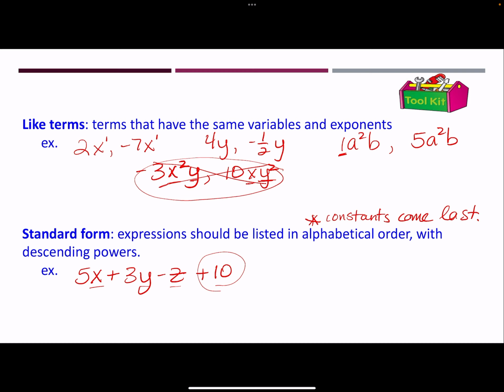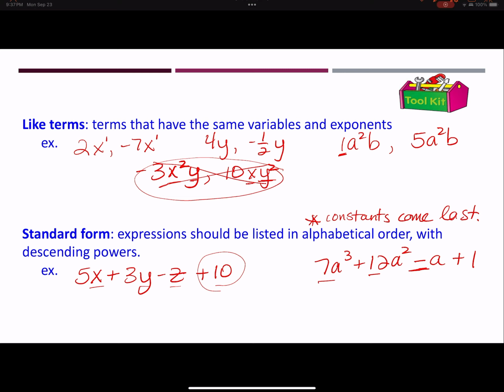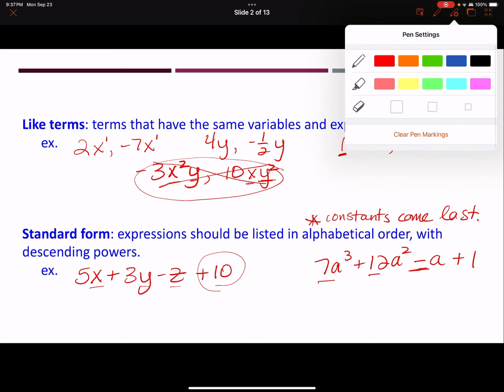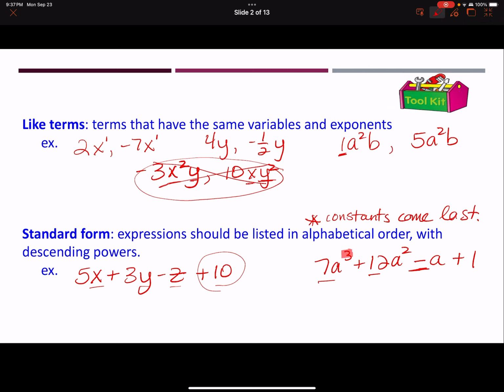So, for example, 7a cubed plus 12a squared minus a plus 1. Remember, the coefficients don't matter. That's the 7, the 12, the negative 1. There's an invisible negative 1. What matters is the exponent. So in this case, my exponents are 3, 2. This is going to be an invisible 1 here. And then my constant is always what comes last, right?